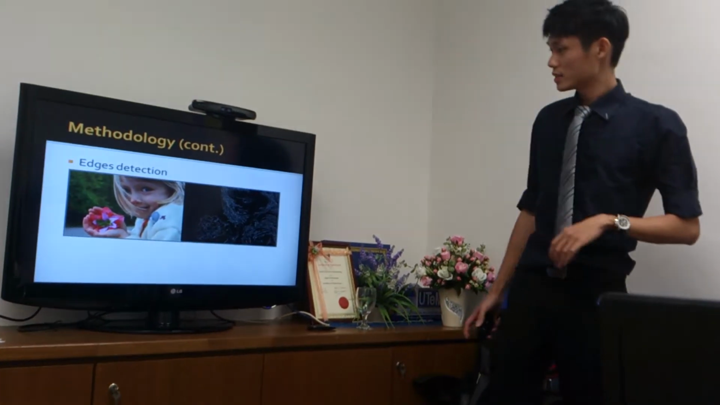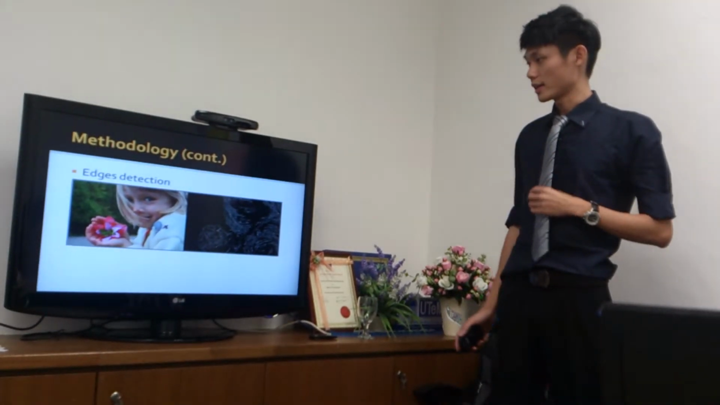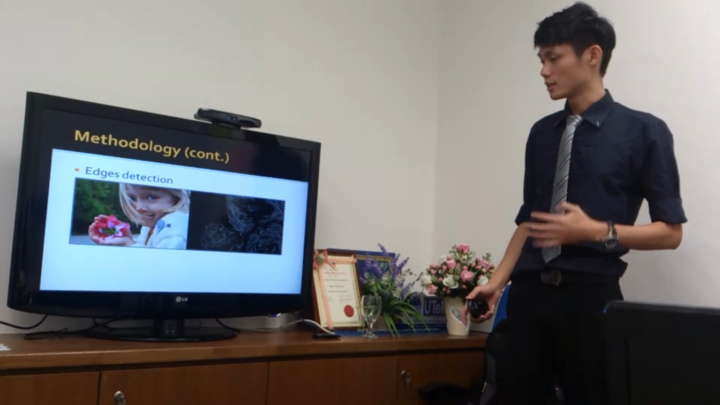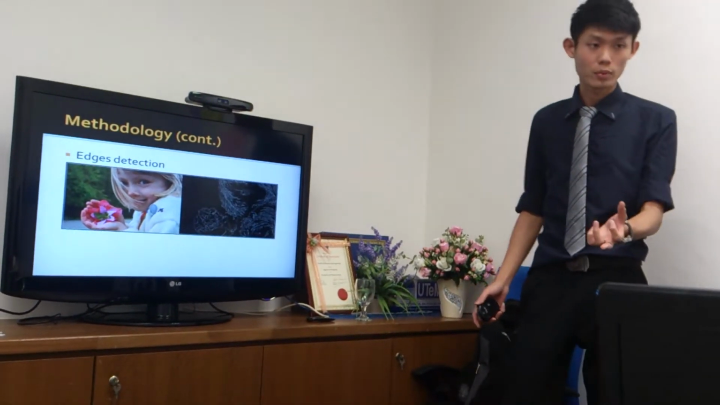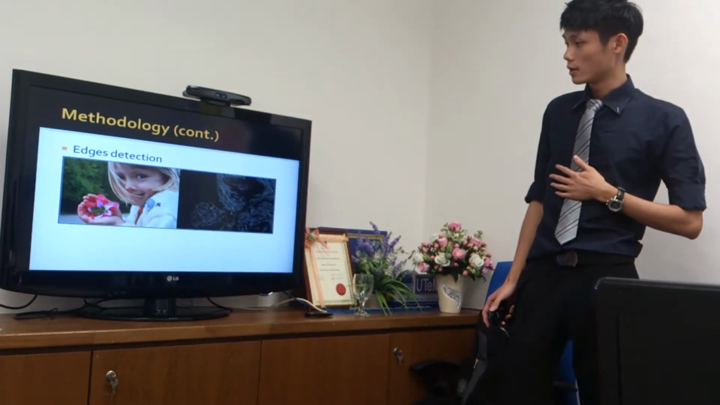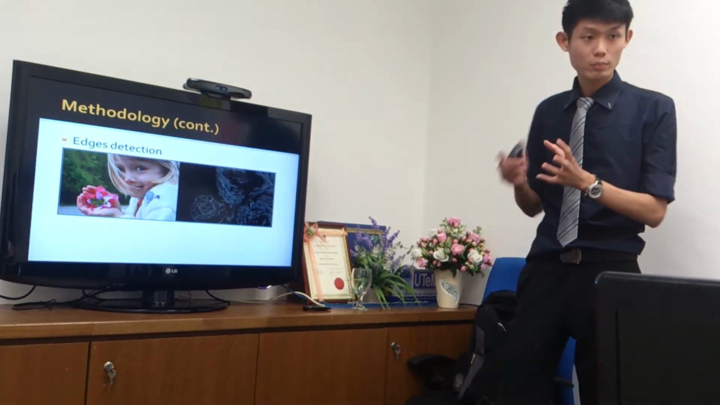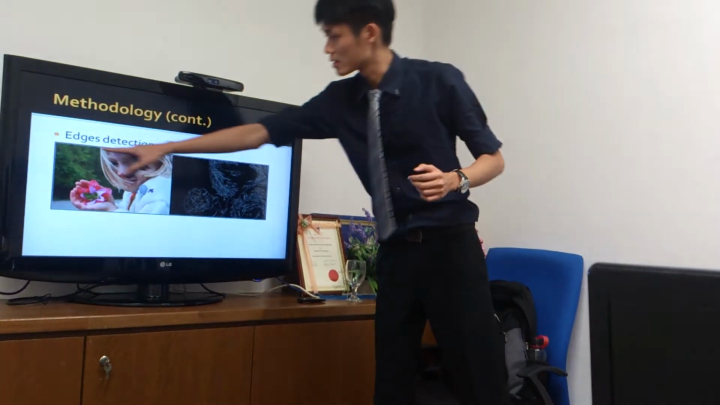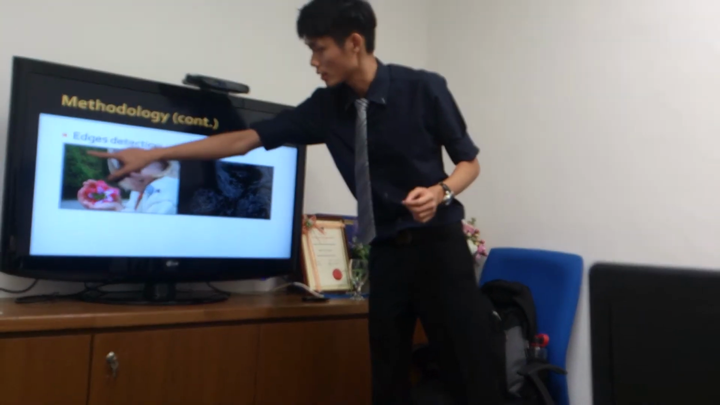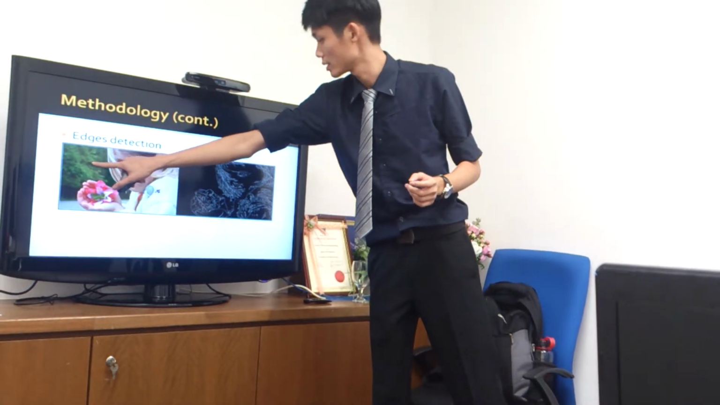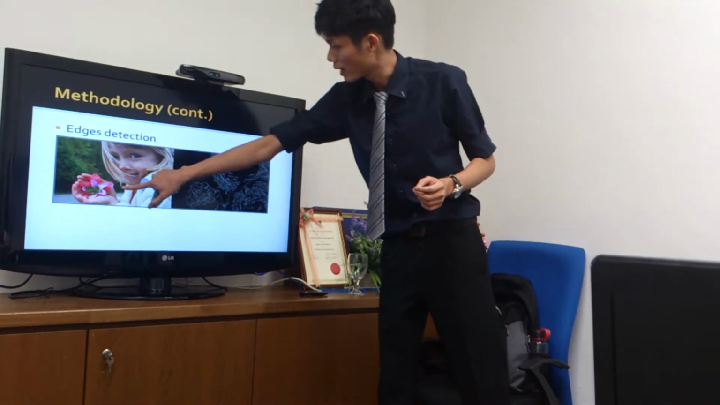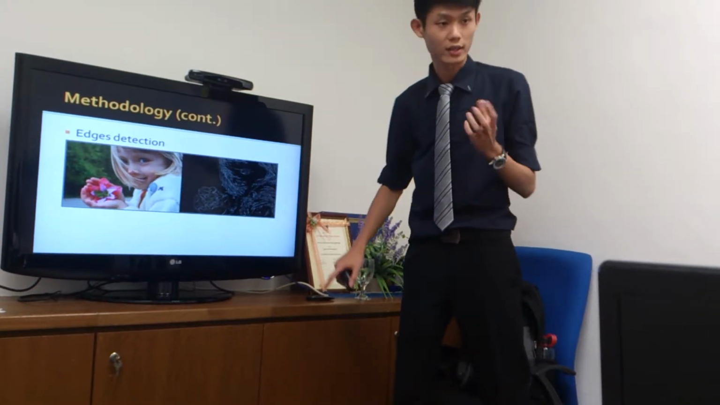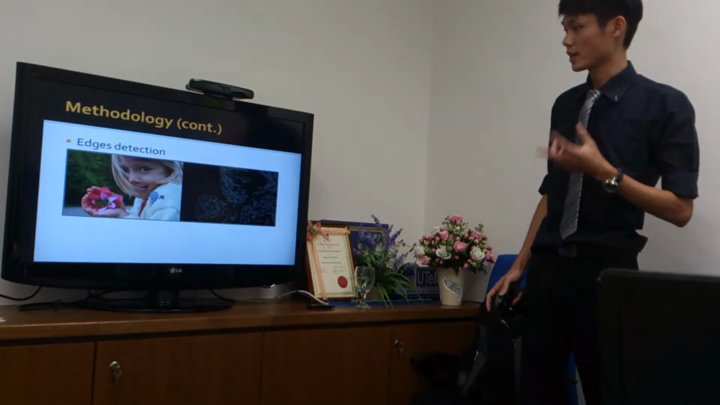Another technique I use is edge detection. Edge detection is a technique used in OpenCV that detects sharp changes of colors. As you can see, there are not many changes of colors in here, but at the outline of the picture, there are a lot of changes in colors and brightness. So we use this technique to detect the intruders.